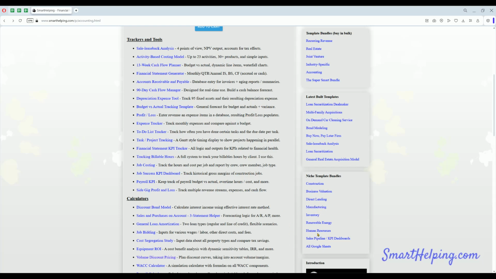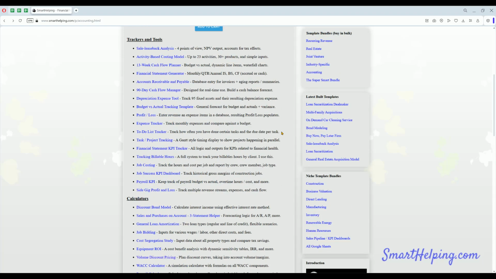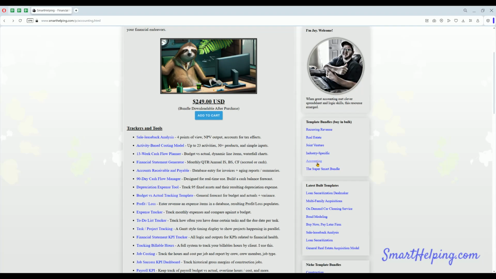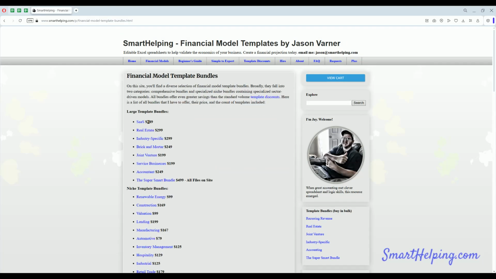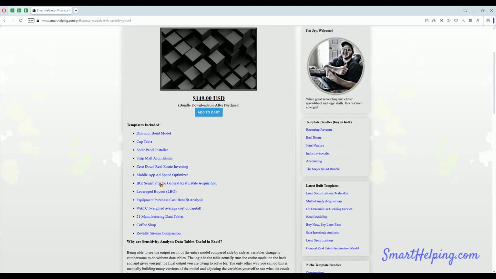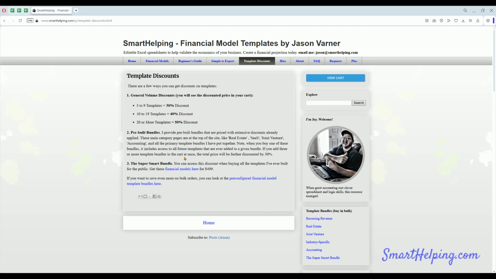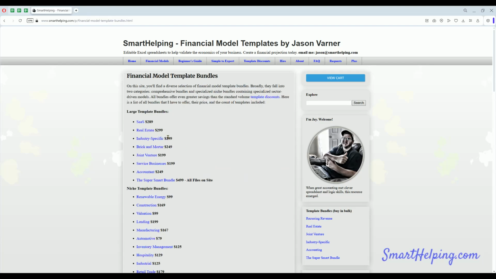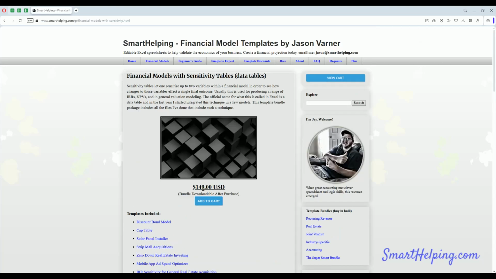Then, because this does have a sensitivity table, I do have a bundle for those things. Let me see where it is. Data tables. So it will be in here as well. Financial model sensitivity table. To find this, you just go to template discounts, pre-configured, and it's at the bottom here. And actually, I got to adjust the price on that. It's $149 now.